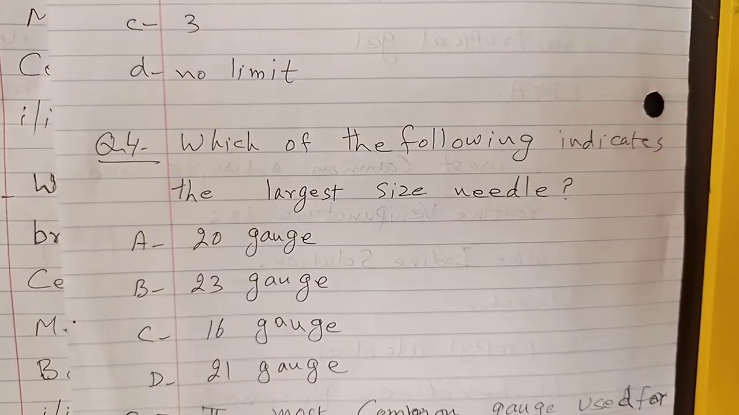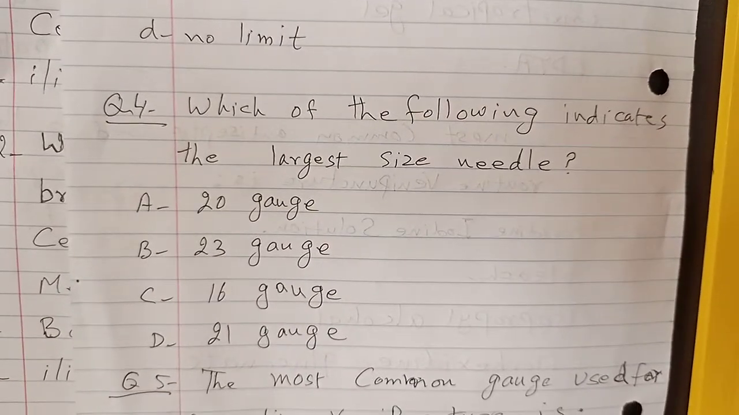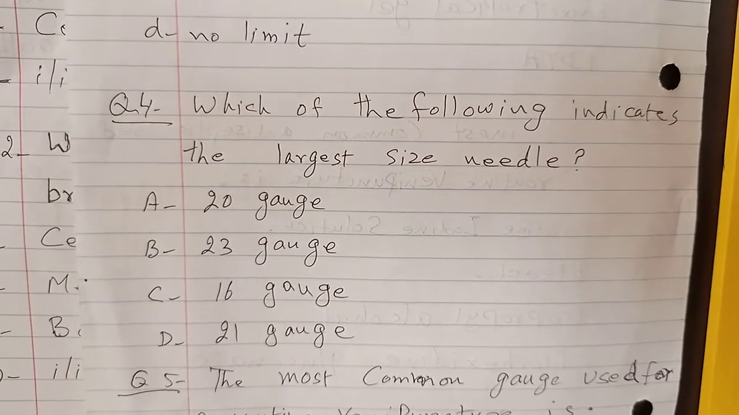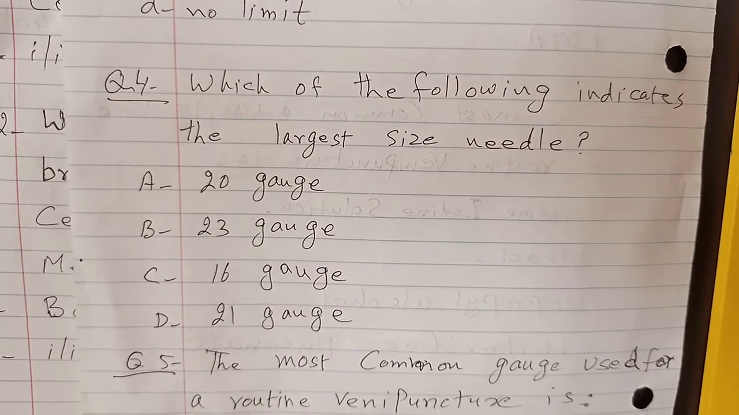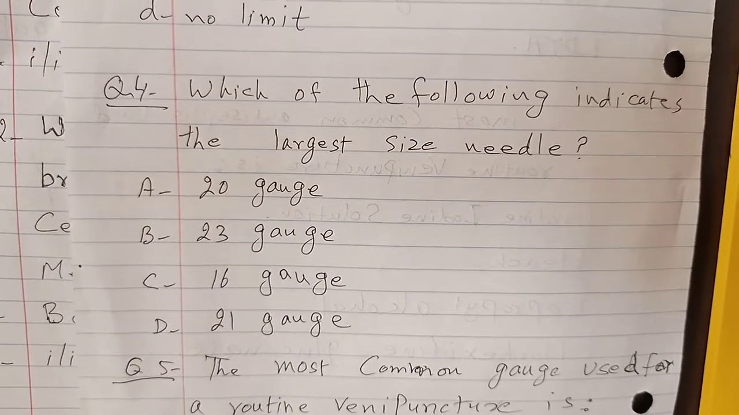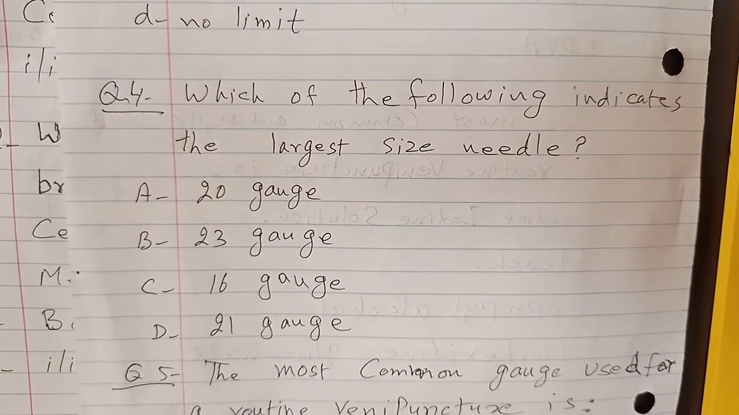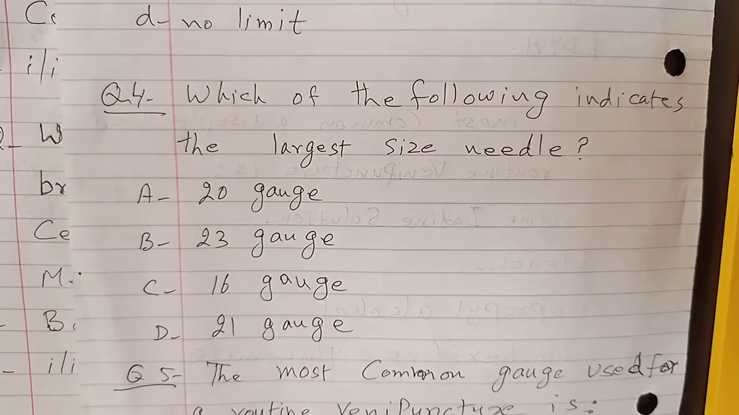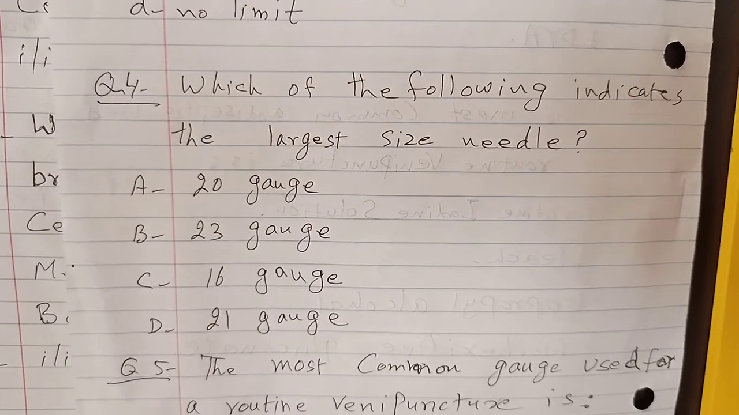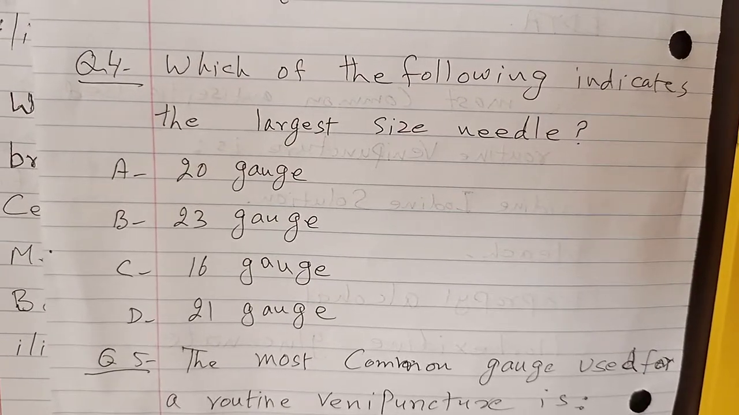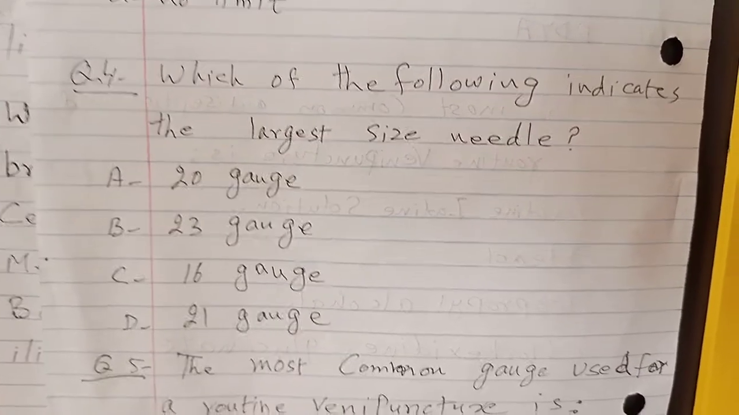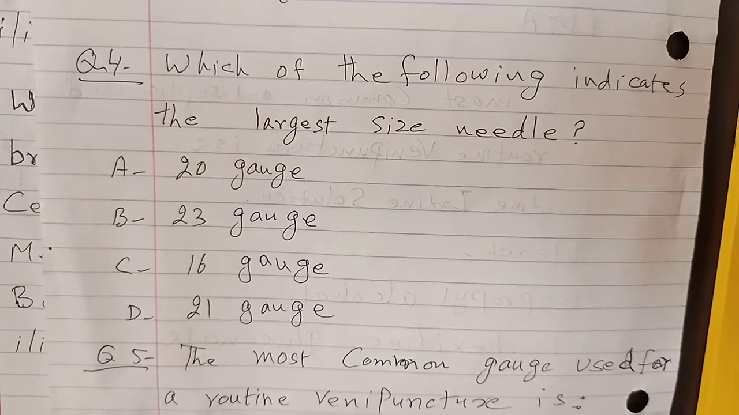Which of the following indicates the largest size needle? Gauge 20, 23, 16, 21. 16 is the largest size needle. The rule is, the bigger the number, the smaller the needle. The smaller the number, the larger the needle. So here the smallest number is 16, so this is the largest needle. And the blood bank uses this needle, number 16.